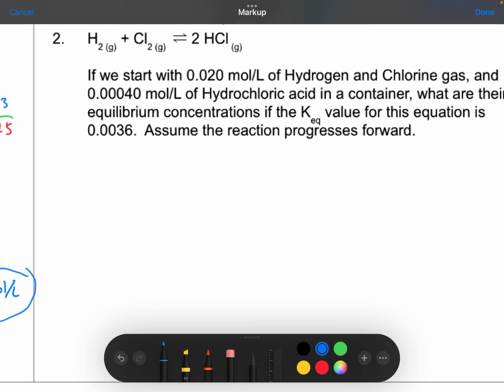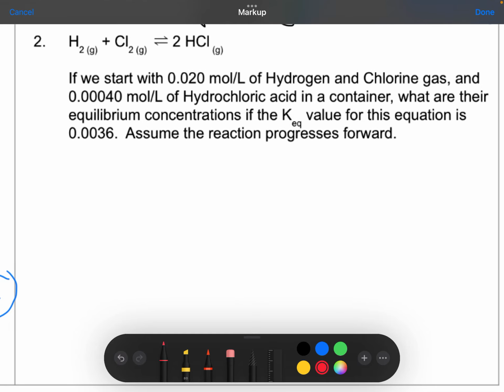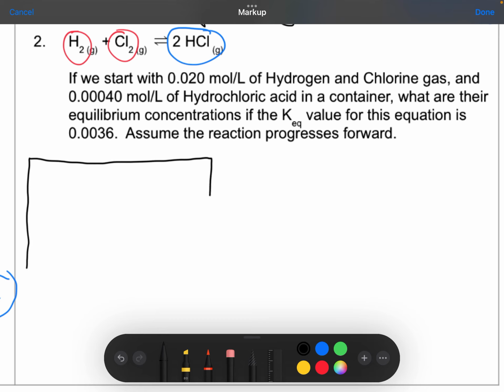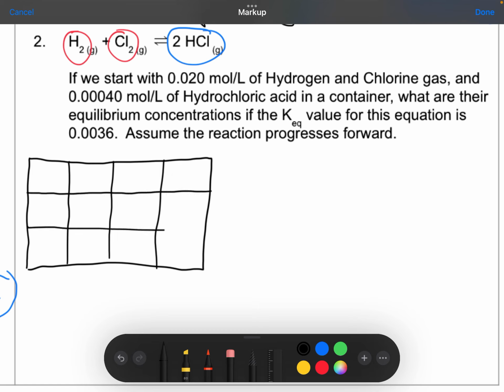So once again, we are going to start by analyzing our reaction that we are given right up here. I'm going to go ahead and circle my reactants in red, circle my products in blue. I'm going to write an ice table just because I know I'm going to need one eventually. And I am going to copy down my reaction, my H2, my Cl2, and my 2HCl. All right, so I've done all of that.